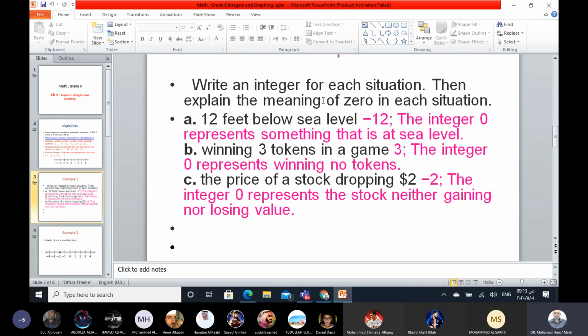Write an integer for each situation, then explain the meaning of 0 in each situation. Example A, we have 12 feet below sea level. Below means under 0, because sea level means 0. Above sea level means we have positive numbers. Below or down sea level means we have negative numbers. So 12 here means -12. The integer 0 here represents something that is at sea level.